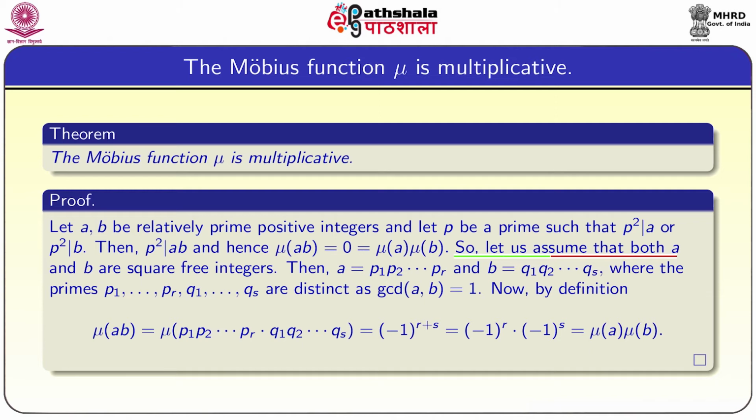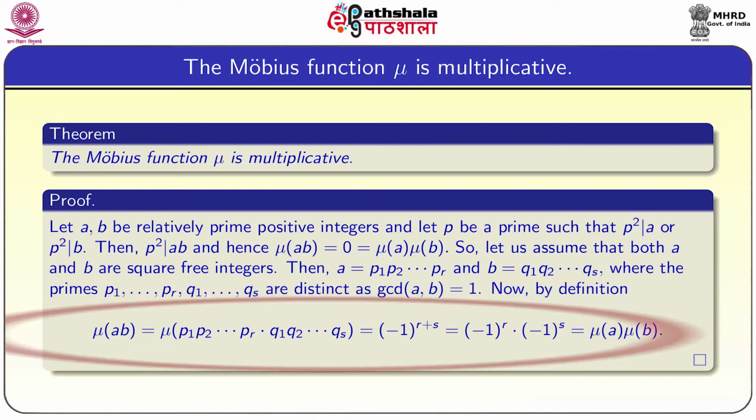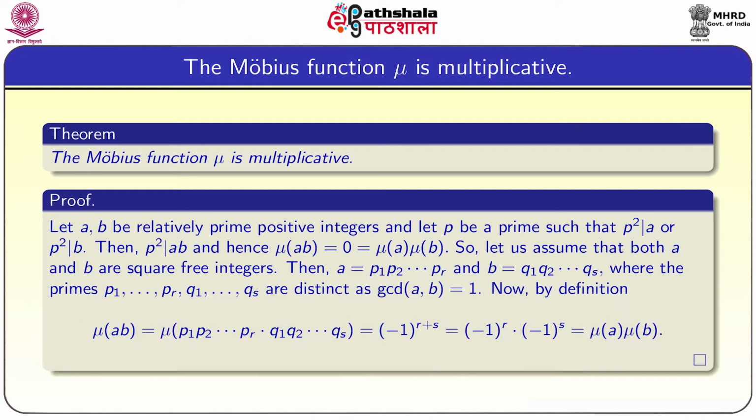Now let us assume that both a and b are square free integers, then a is equal to p1, p2 and so on pr, none of them repeated. Similarly, b equals q1, q2 and so on qs. So, the primes p1, p2 and so on pr, q1, q2, and so on qs are all distinct as GCD of a, b equals 1. Now, by definition mu of ab is equal to mu of p1, p2 and so on pr into q1, q2 and so on qs, which is equal to (minus 1) power r plus s, which is equal to (minus 1) power r into (minus 1) power s, which is equal to mu of a into mu of b.